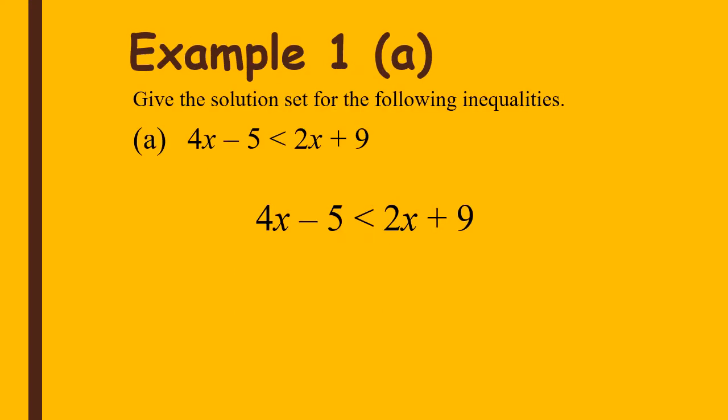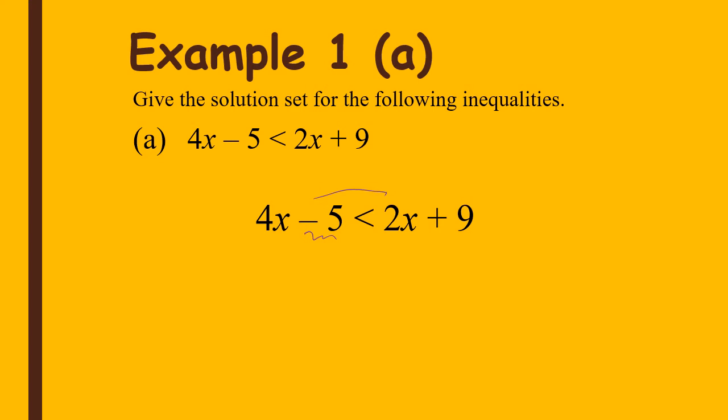Okay, let's do some examples. Give the solution set for the following inequalities. So the question asks you to give the answer in solution set. So for question A, 4x minus 5 is less than 2x plus 9. So what we should do, we have to let x be the subject. Usually we put x on the left side, right? So everything on the right side should be constant and x should be on the left side. So we have to move this x to the left side and then eliminate the constant. So the first one, we need to eliminate this negative 5. How do we do it? We add 5 on both sides.